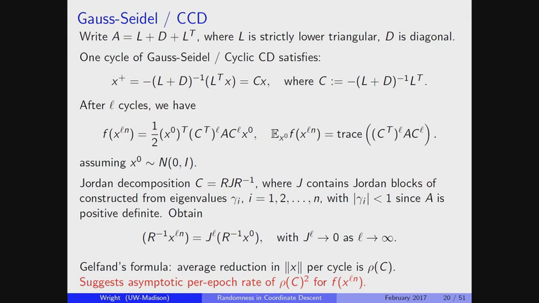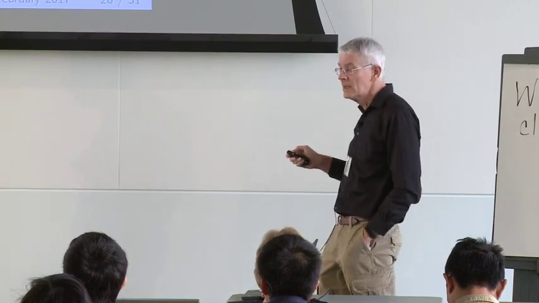So just a power of that matrix. And so the function value after L cycles is just given by that expression there. Okay, can you analyze that? Well, yes, you can. And the classical analysis of Gauss-Seidel in the numerical analysis literature does that.